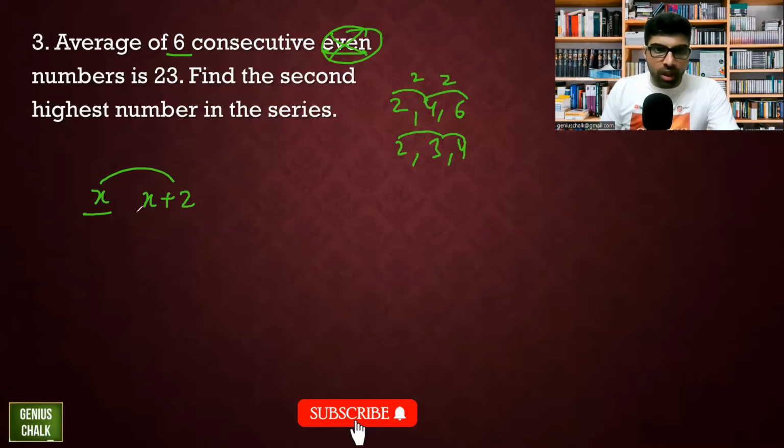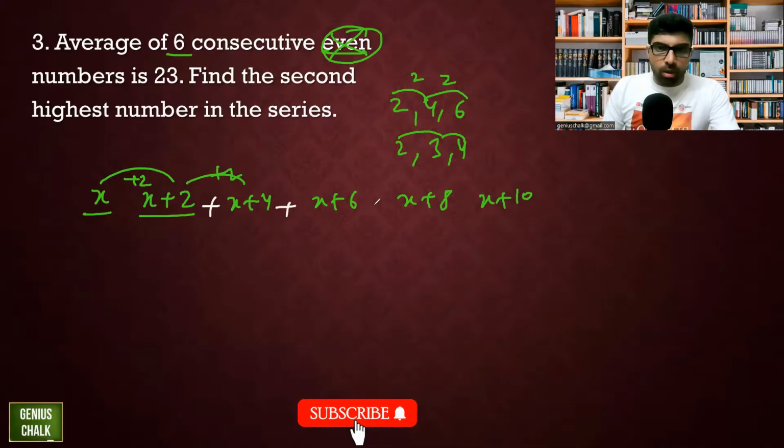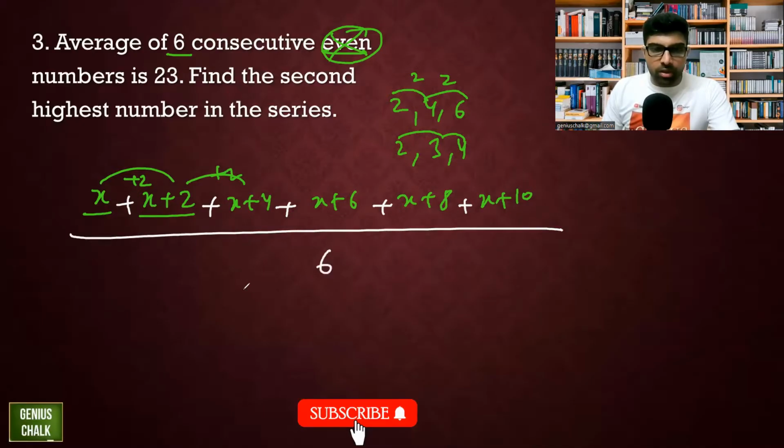So if you solve this technically, it is like this. X is the first number, then plus 2 difference, then X plus 4, plus 2 difference, X plus 6, plus 2 difference, and X plus 8 and X plus 10. So there are 6 numbers. Now you know average means sum by total number of things. So just add all of them and divide by total number. It is 6. So just see how many X are there. There are 6X, as there are 6 numbers.